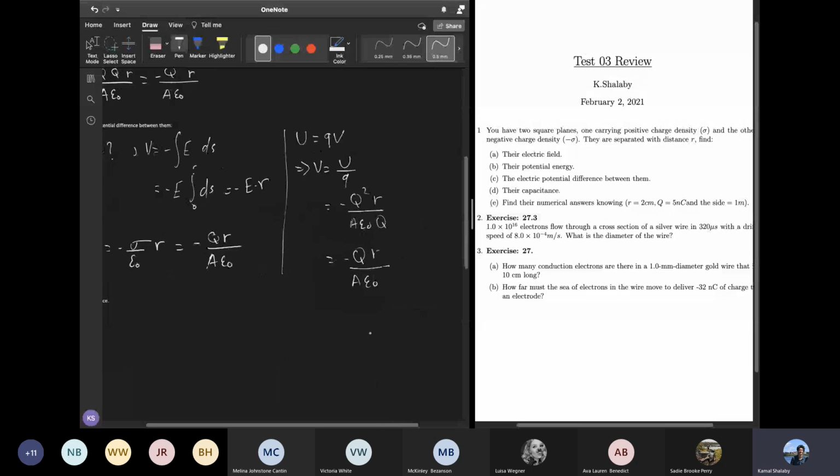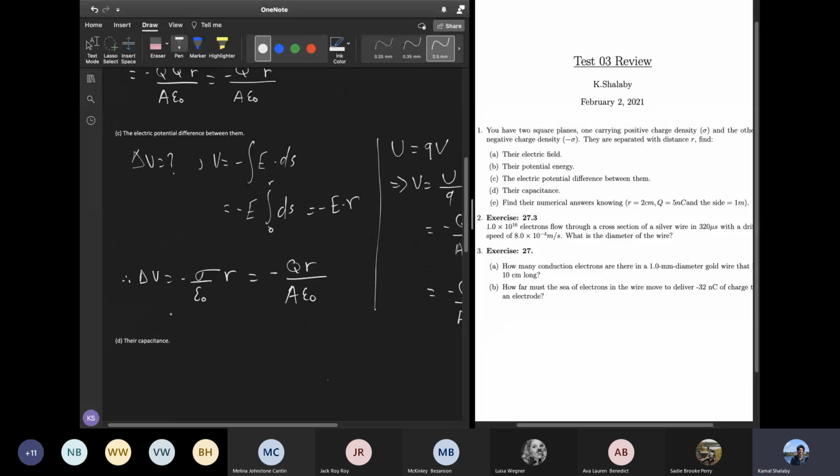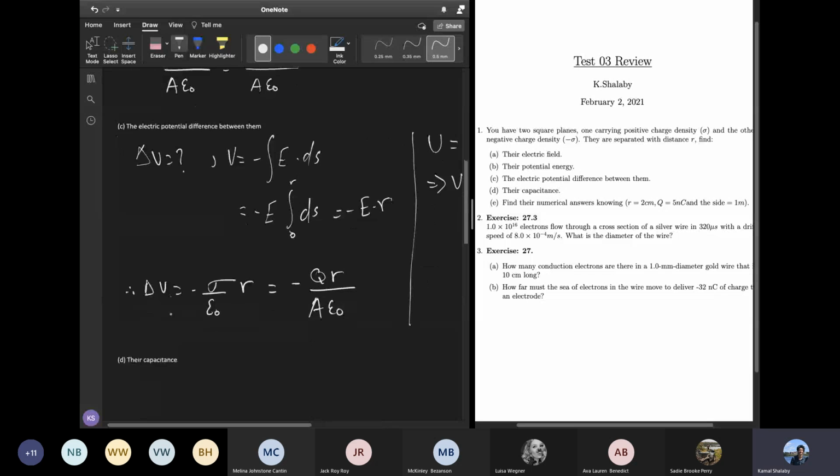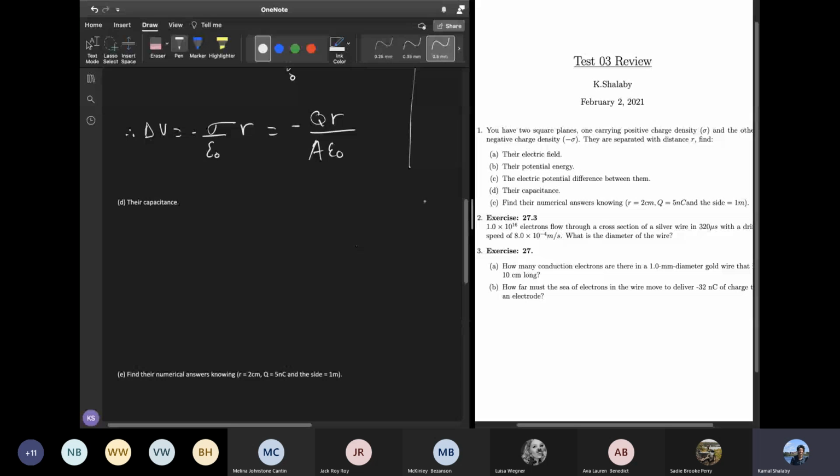So is that okay? Yep. Okay. So now we're trying to find the capacitance between those two planes. What's the equation for capacitance? C, what is C equal to? Q over V, or delta V, I guess. Yes, indeed. So it's going to be Q over delta V.